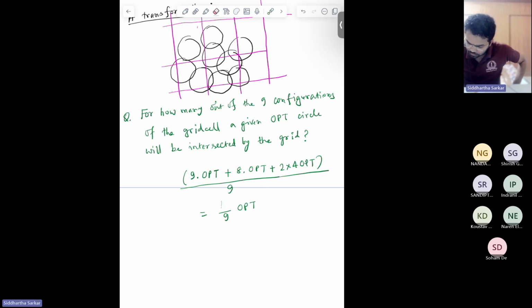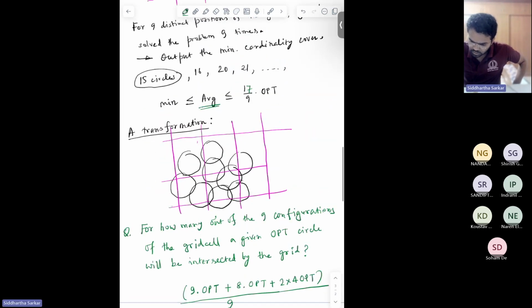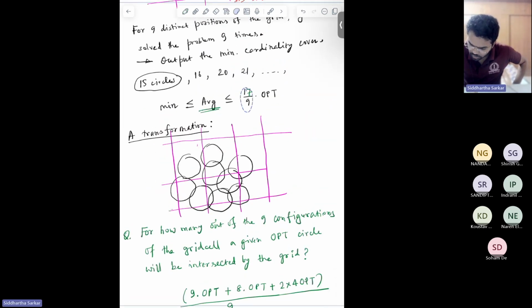Give it a thought. So 8, 8, 16 and 9, 27. So that is how it is 3 OPT. So I should write. So we have come down to 3 factor from 4 factor. But the point is, okay, let's ask.